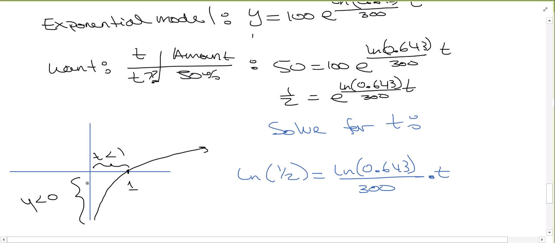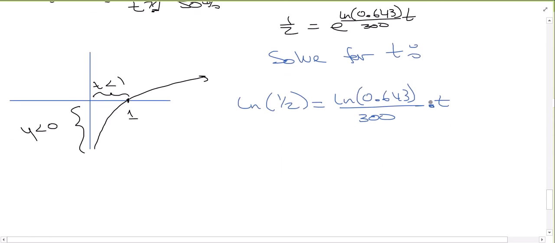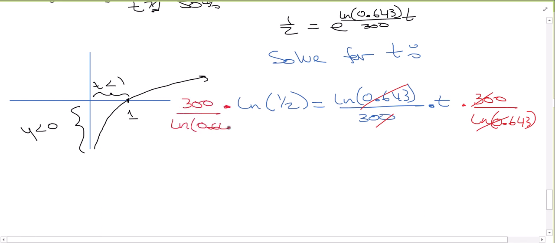Now 1/2 is also less than 1, so that's negative. So you have a negative number equals a negative number. When you divide two negatives, you're going to get a positive, which will be okay, because then our t should be a positive measure, right? We're measuring time. So divide both sides by this fraction. Dividing by this fraction is the same thing as multiplying by the reciprocal of that fraction. And so these will cancel. Both sides, so times 300 over the natural log of 0.643.